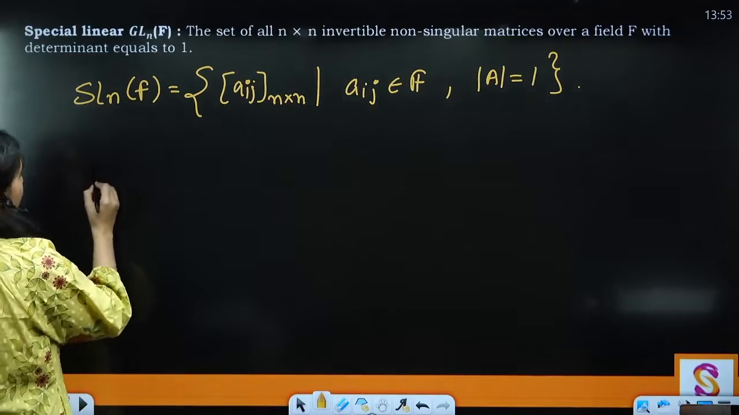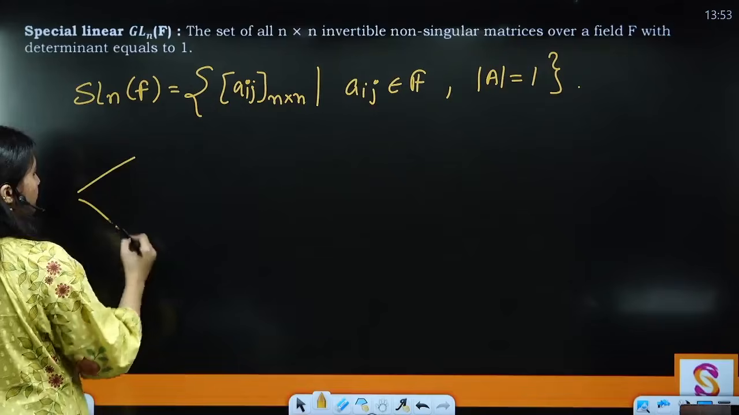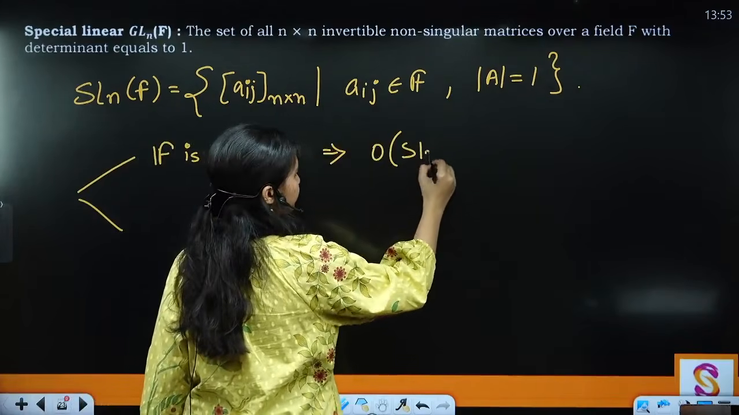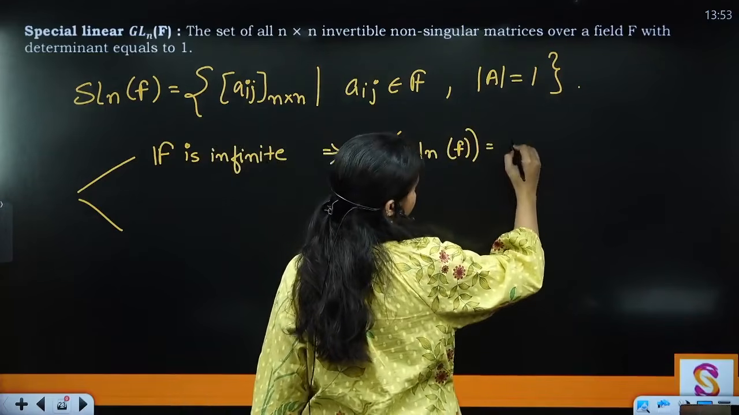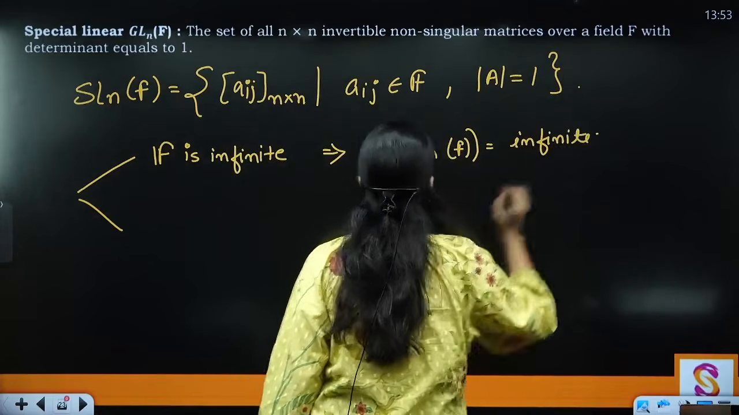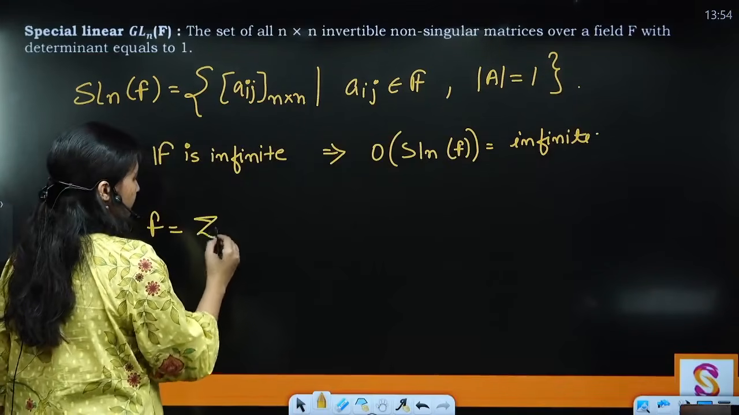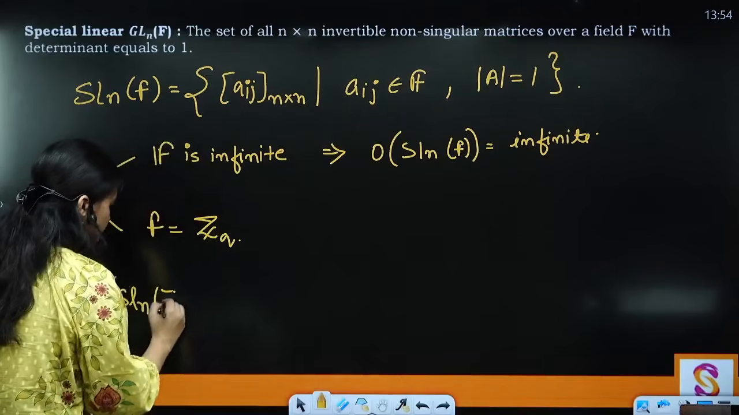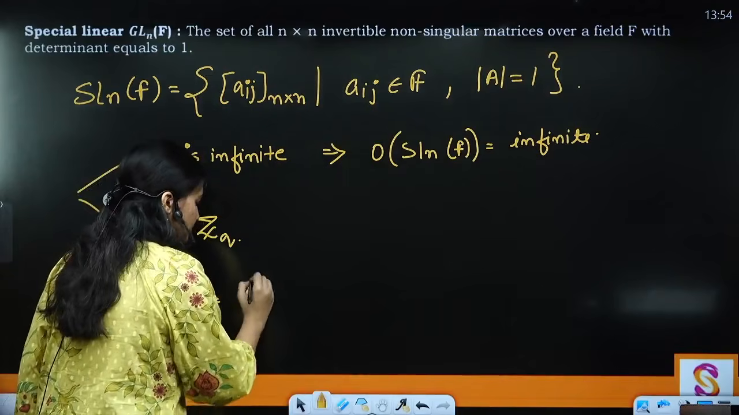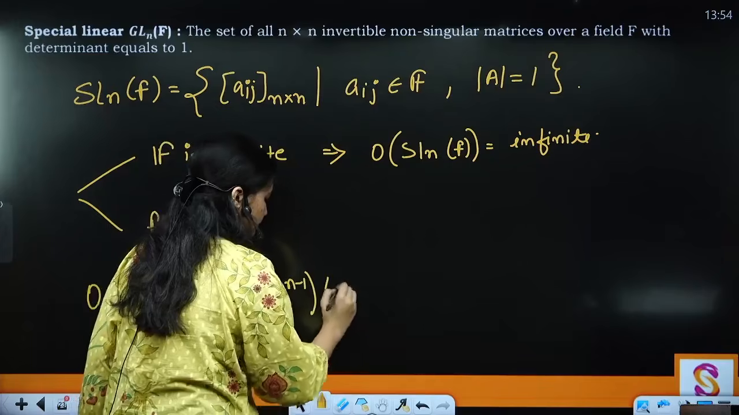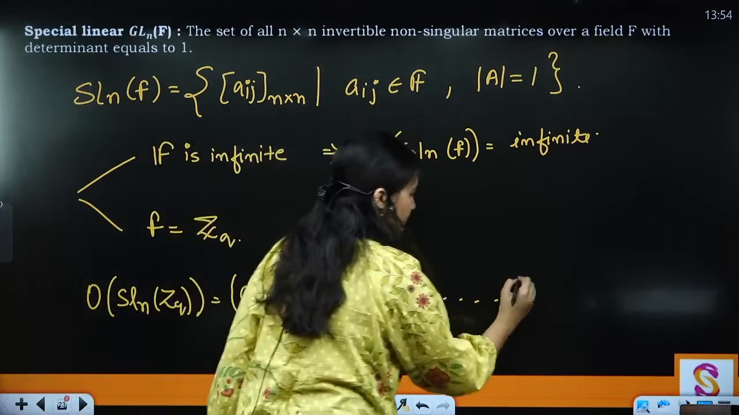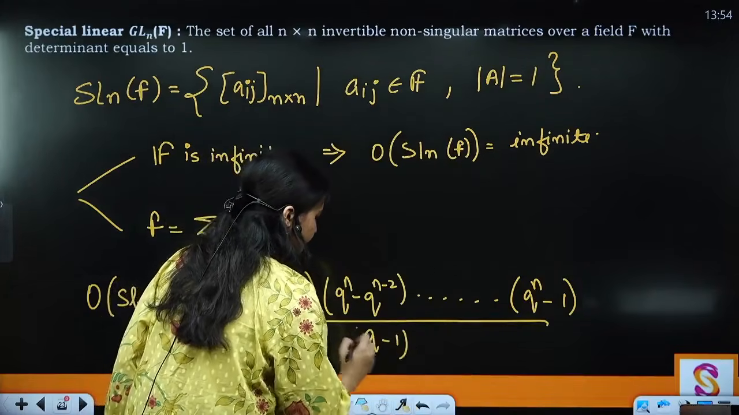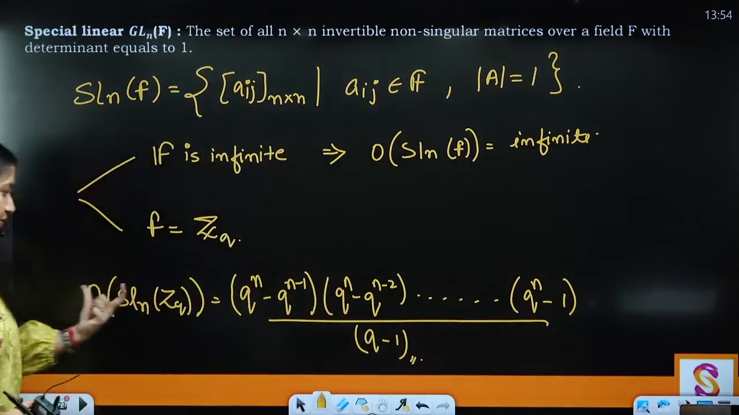Now, again, the order depends on two things. First one, F is infinite. This implies that the order of SLNF is infinite only. When F is a finite field, let's say of the form Zq, then the order of SLNF becomes the same formula, just one difference: we divide by q minus 1, and that is going to be your order of SLN Zq. Clear?